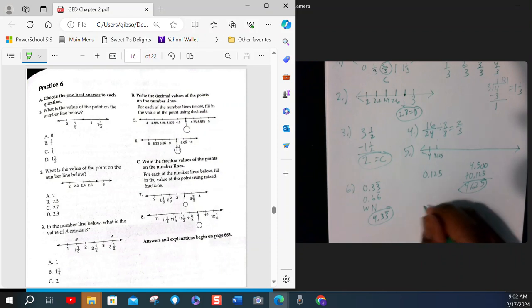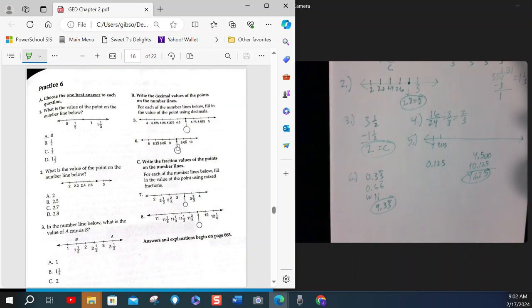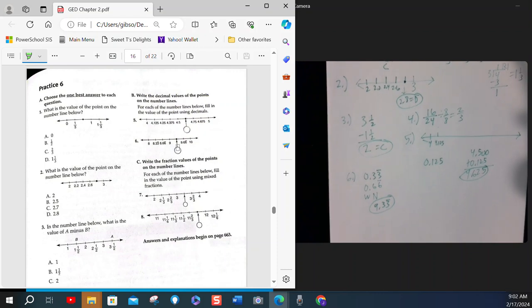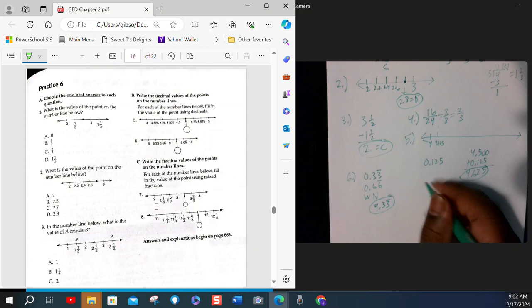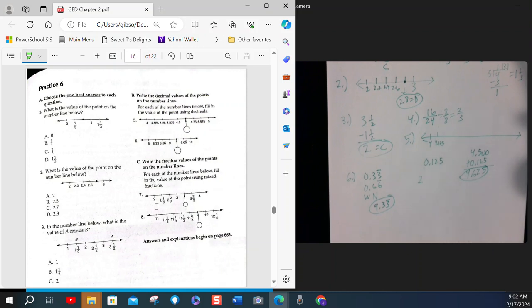Now, C, it says write the fraction values of the points on the number line. Okay, so for each of the number lines below, fill in the value of the point using mixed numbers. Now let's take a look at number 7. We go from 2 to 2 1/3. So that tells us that we're increasing by 1/3. So basically it goes like this.